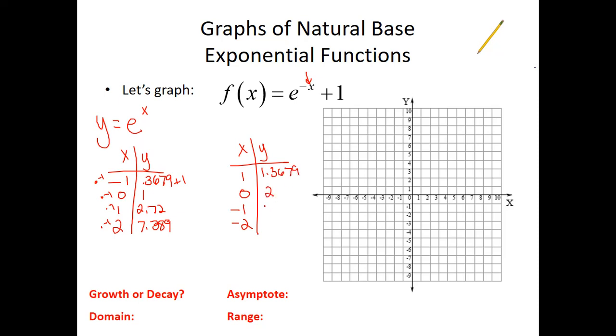1.3679, 2, 3.72, and 8.389. Okay, so let's graph these dots. So I got 1.136, 0, 2, 0, 2, -1, 3.72. This is kind of awkward going backwards here. -2, 8.3 something or other. There we go.